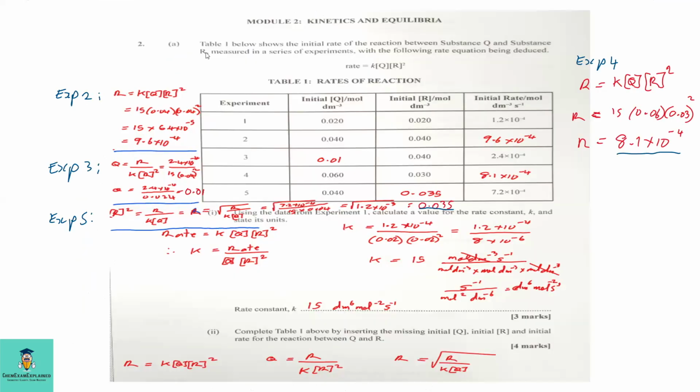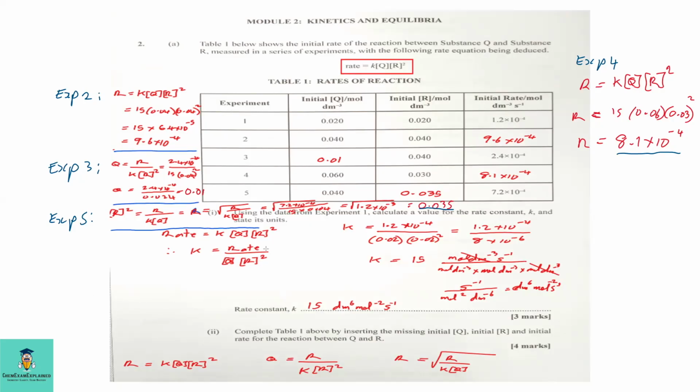Let's go. 2A. Table 1 below shows the initial rate of the reaction between substance Q and substance R, measured in a series of experiments, with the following rate equation being deduced. So the rate equation is rate is equal to the rate constant K times the initial concentration of Q times the initial concentration of R squared. So this is our rate equation.